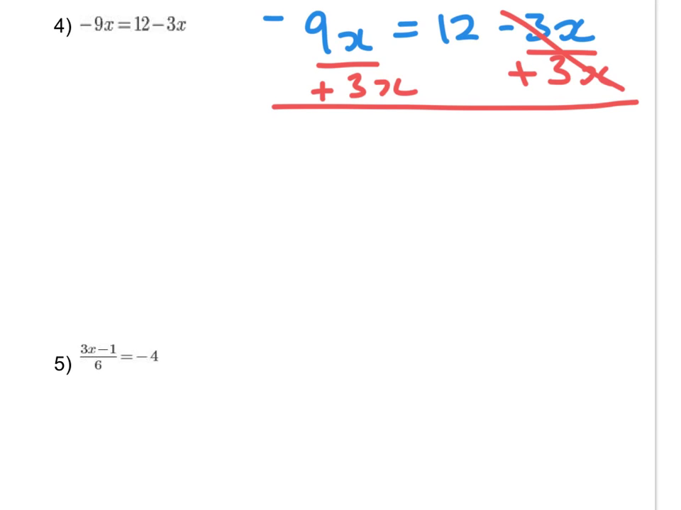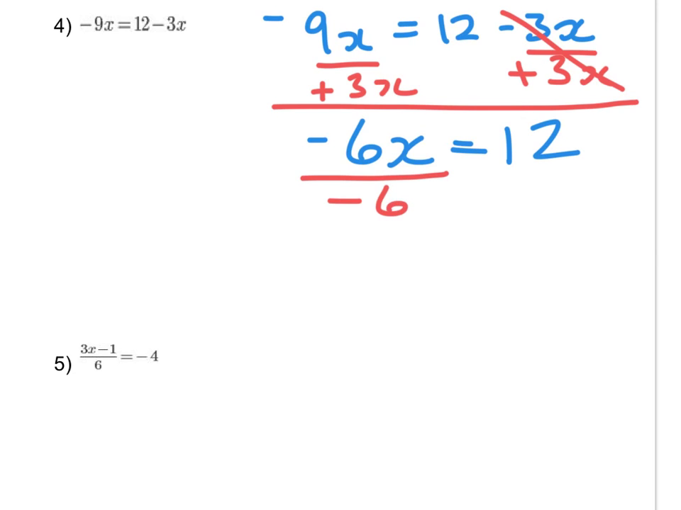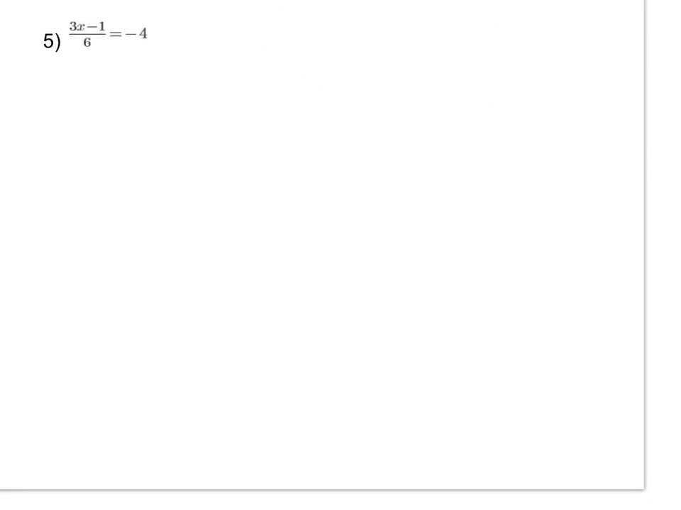So what have I got? I've got minus 9x plus 3x is minus 6x equals 12. And then that minus 6 represents multiplication, so you divide both sides by minus 6. They cancel out, and you're left with x equals minus 2. It's not as difficult as it looks. It's just that there's variables on both sides and you need to bring them together. And I think this is our last one. Let's have a look at this.